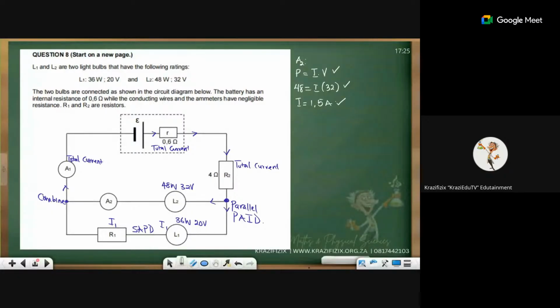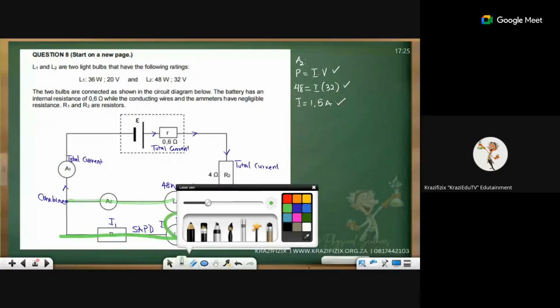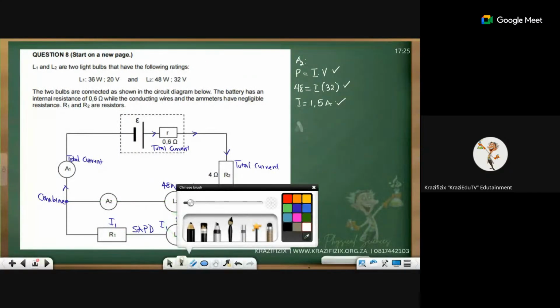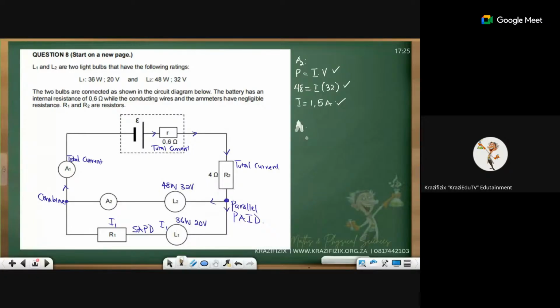Now the examiner wants us to get A1, which is the total, which is this plus that. I'm sure we can get this now. Let's get that. So for A1, what do we start with? We start with the current in L1 first, right? So P again equals I multiplied by V.